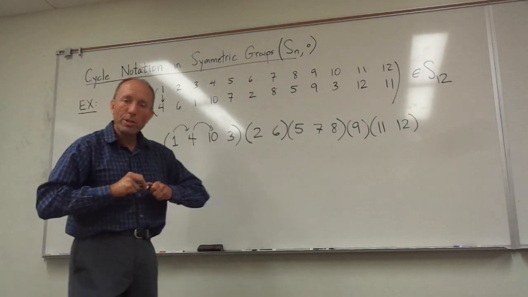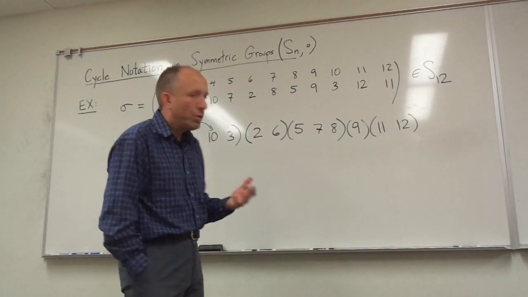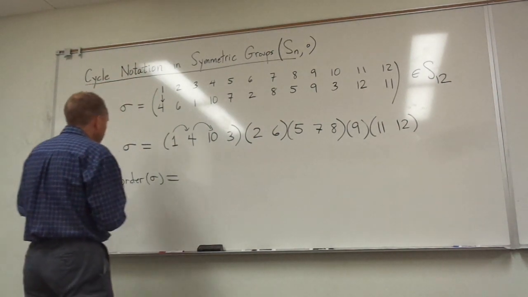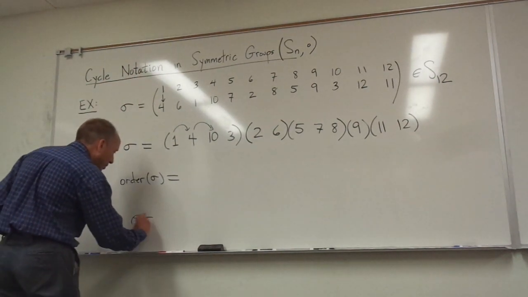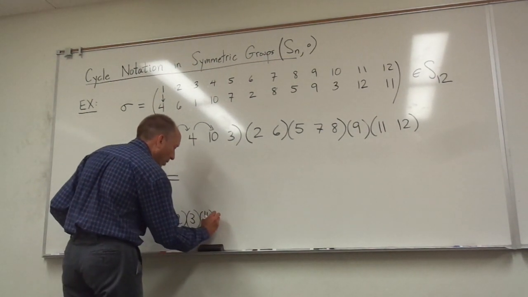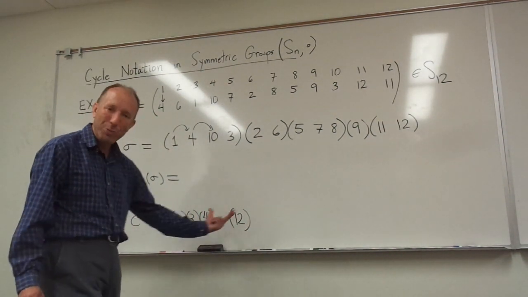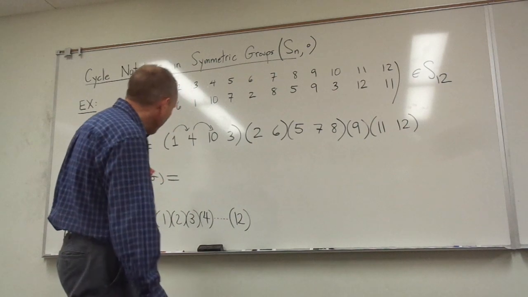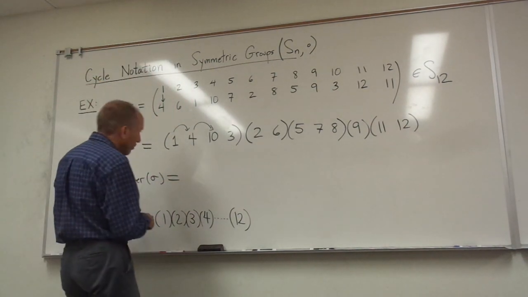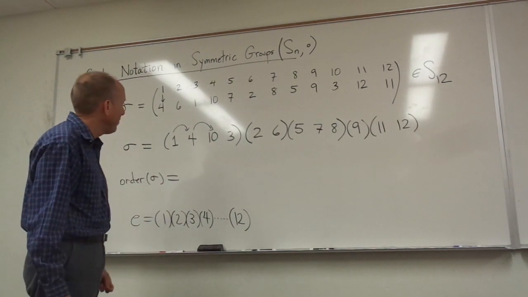Because we're talking about what is the first power of sigma that gives me E. Now keep in mind that in the cycle notation, E would just be the element that fixes all of the numbers. So you would have 12 singletons, right? 12 cycles that just have one thing in them. So the question is, well, what would it take? How many powers of sigma would it take to achieve that?